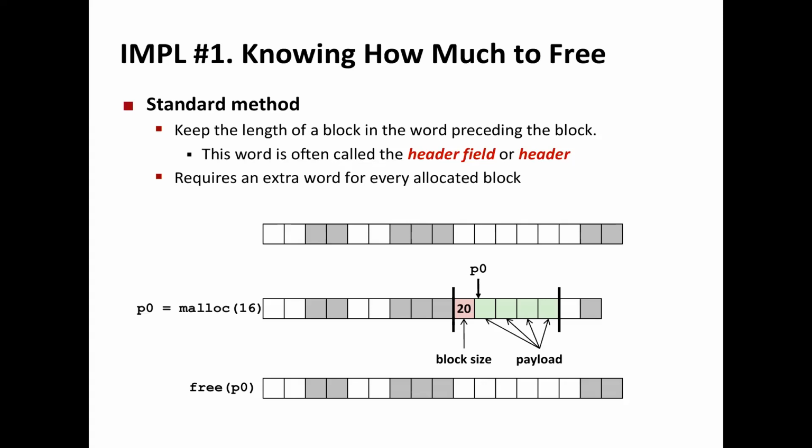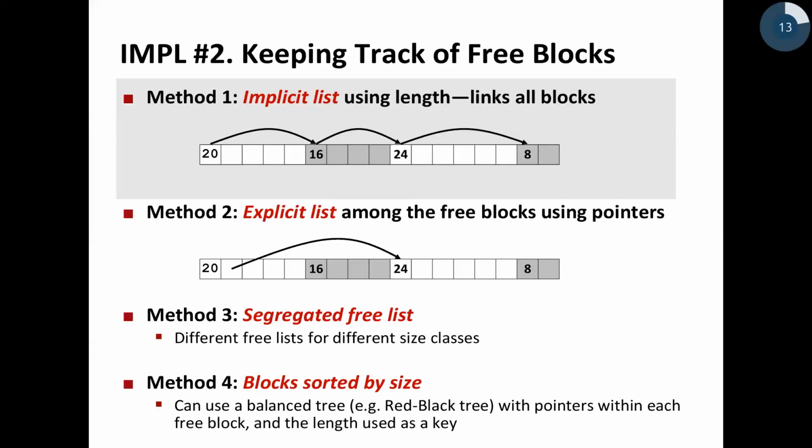Okay, let's look at what happens here. So we have malloc 16, we have 20 bytes with the header, right? This is why we put 20, because we have an extra 4 bytes for the header. So we will just keep the size inside the header, and the header is going to be adjacent to the payload.